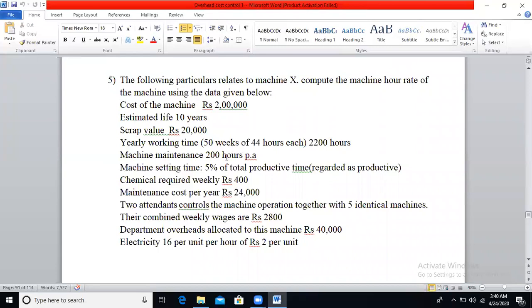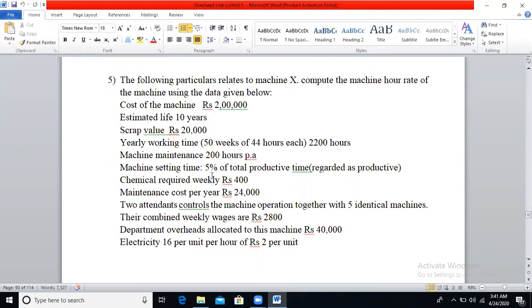Machine maintenance. If they have given machine maintenance hours, then you have to calculate the machine working hours. How to calculate the machine working hours? Take the yearly working hours given in the problem, that is 2,200, and deduct the machine maintenance hours. From 2,200, you have to deduct 200 hours, that is machine maintenance hours. So you will get 2,000 hours. That is the machine working hours.